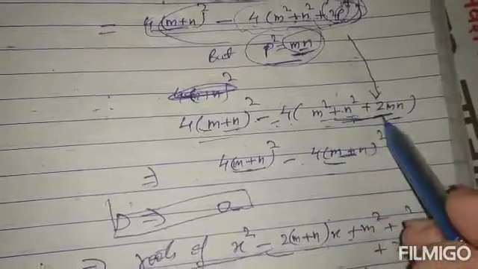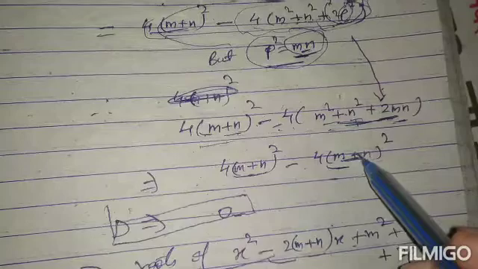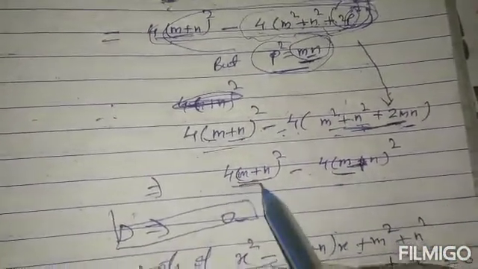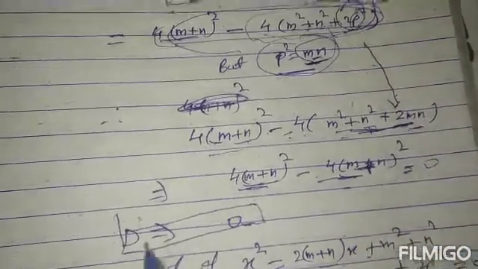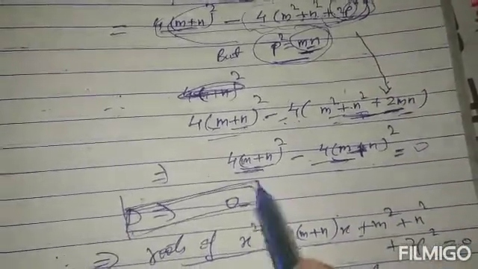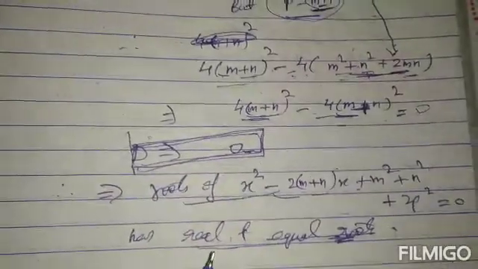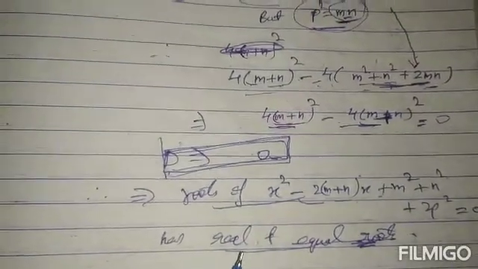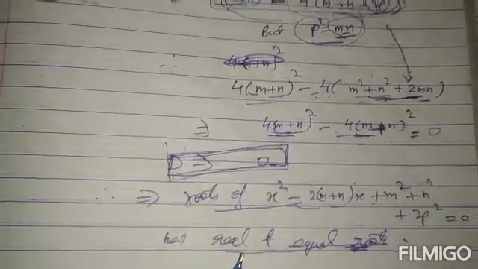This m square plus n square plus 2mn is nothing but m plus n whole square. Therefore 4 into m plus n whole square minus 4 into m plus n whole square is 0, right? Therefore the value of D is 0, and we know that if the value of D is 0, that means the given equation has real and equal roots. I think it is clear to everyone.